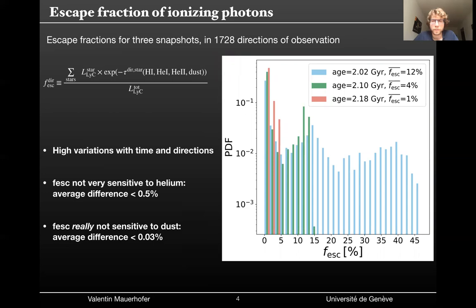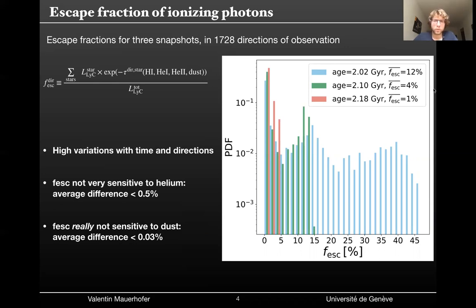For each of them, I measure the escape fraction in 1,728 directions. For every one of these directions, we measure the escape fraction of every stellar particle of the simulation. Then the global escape fraction is the average of that, weighted by the luminosity of the stellar particles. What we see is that the average escape fraction, the average over all the directions, evolves quite quickly. The blue output has an average of 12%, and then in 80 million years, it goes down to 4%. And after an additional 80 million years, it's only 1%.